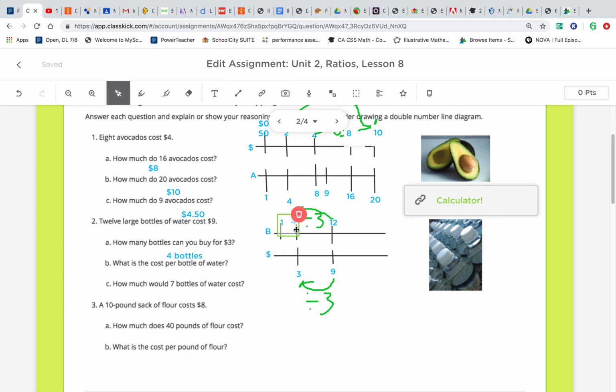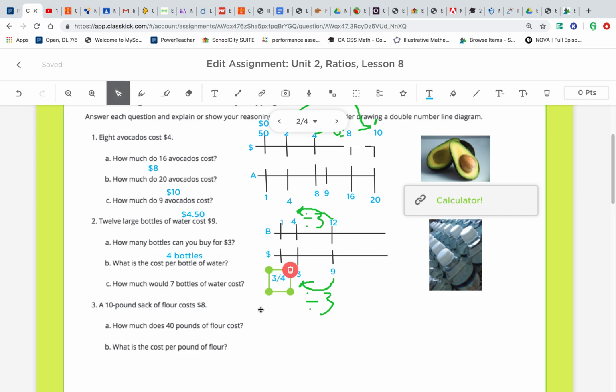So let's see here. How do we make the jump from 4 to 1? We have to divide by 4, right? So that means we're going to take 3, and we're going to divide it by 4. Well, if we take 3 and divide it by 4, as a fraction, that's just going to be 3/4. Okay, so we can call that 3/4.